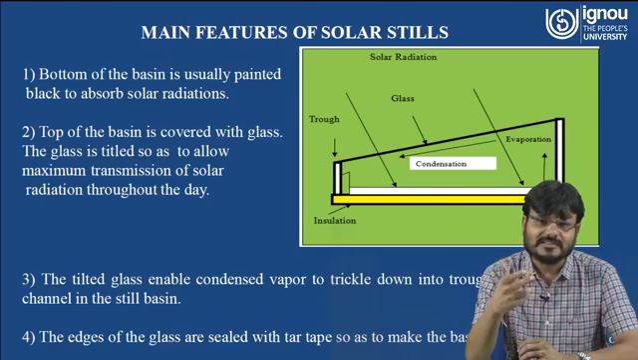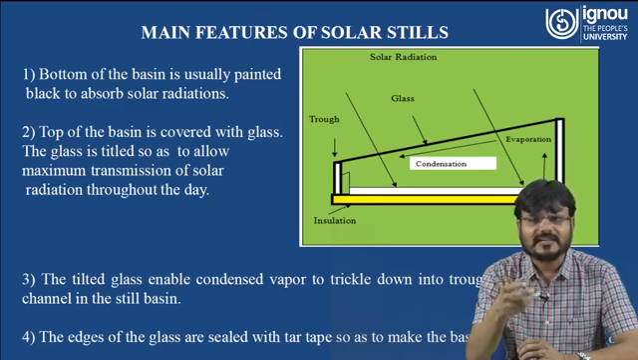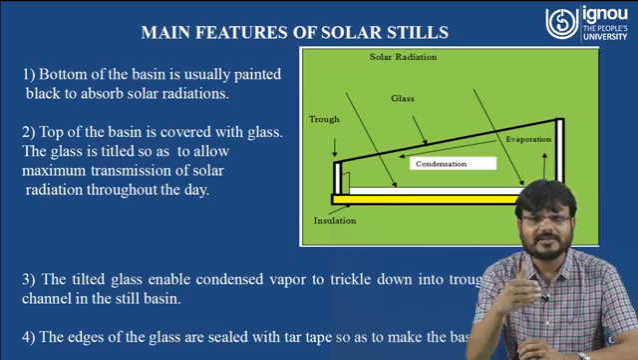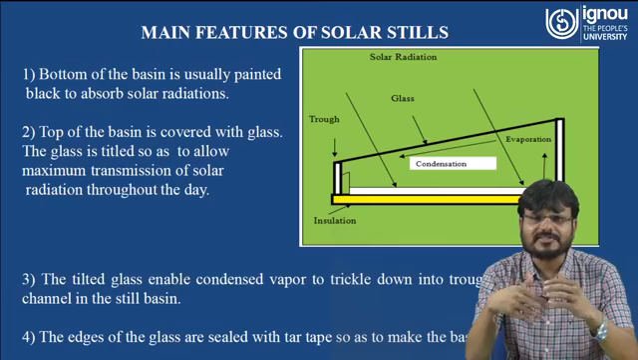transferred to the glass. That means the total latent heat will be transferred to the glass, and this water vapor will be condensed, and this condensed water will trickle down across the glass, and it will be transferred through the trough, and you can collect it at the outlet point. So this is how the solar still works.